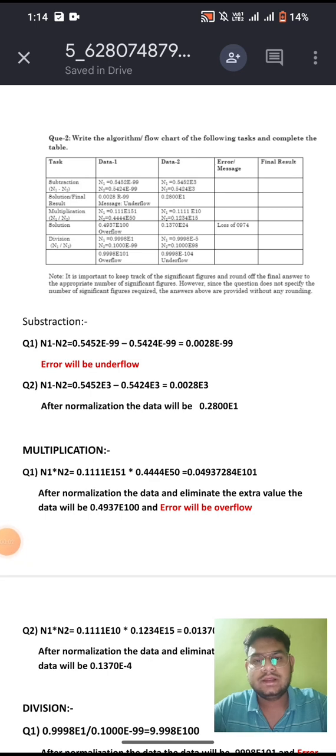Question 2. Write an algorithm or flowchart of the following task and complete the table. In this table, there are some tasks which we have to perform on data set 1 and data set 2.